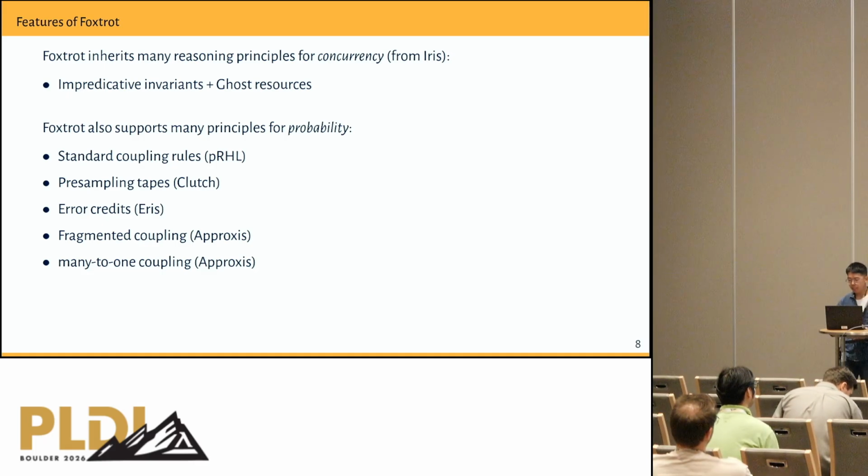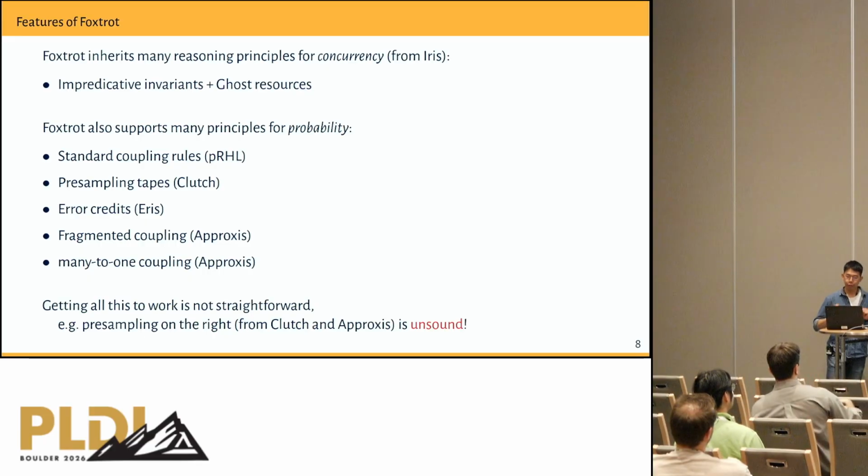It should be emphasized that getting all this to work is not straightforward. This is because the model of Foxtrot is different from previous logics, and we have to prove a lot of these principles from scratch. In particular, some rules, for example, a whole class of rules which we call presampling on the right, are unsound in our logic, and we have a counterexample in our paper.